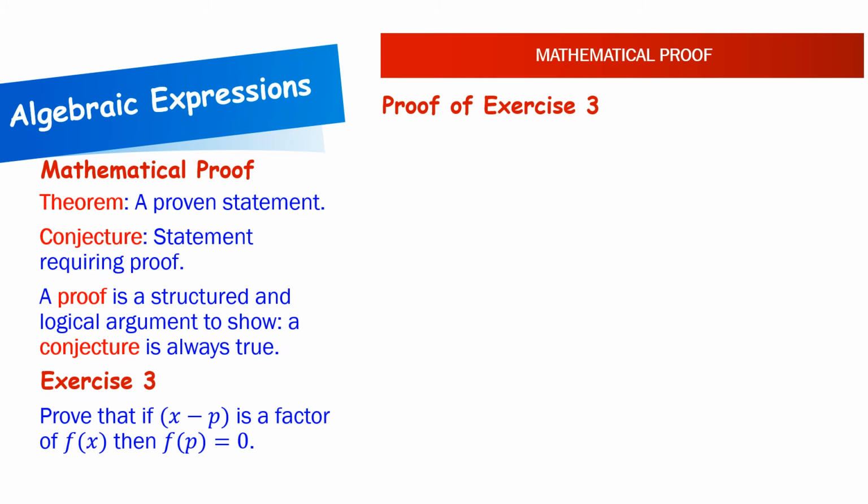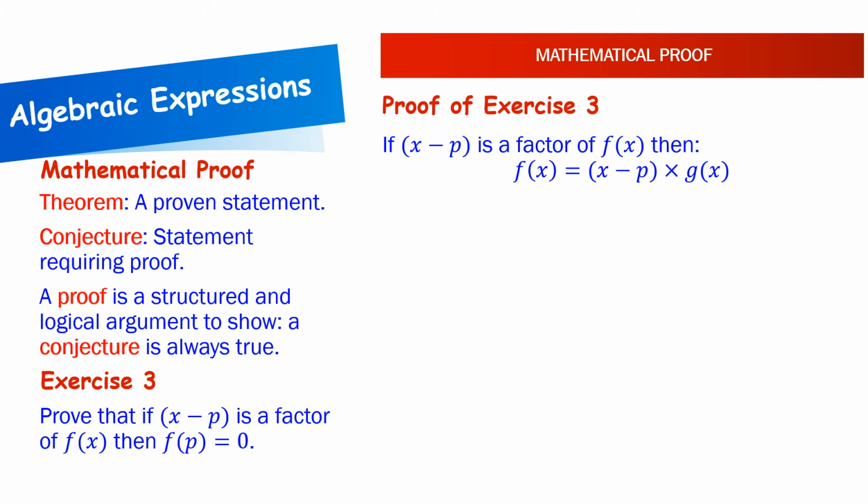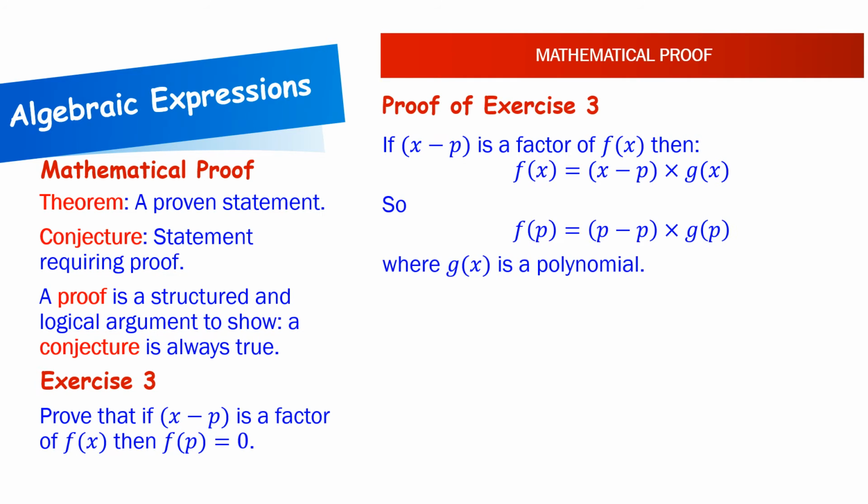So let's solve this. If x minus p is a factor of f of x, then we can express f of x as x minus p times g of x, which is another polynomial. Now, if we plug in x equals p into this, we obtain f of p equals p minus p times g of p.